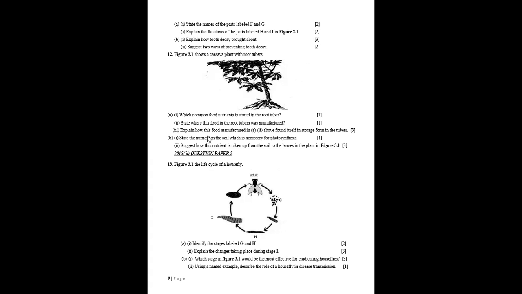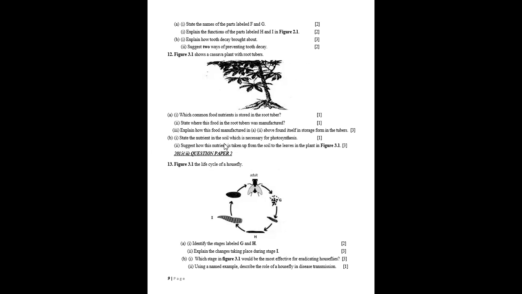We're on three. Explain how the food manufactured in A2 above found itself in storage form in the tuber. When glucose is manufactured in the leaves, it is converted to sucrose, which is transported from the leaves to the tuber via the phloem tube by the process of translocation. In the tuber, sucrose is combined forming starch and stored in that form.